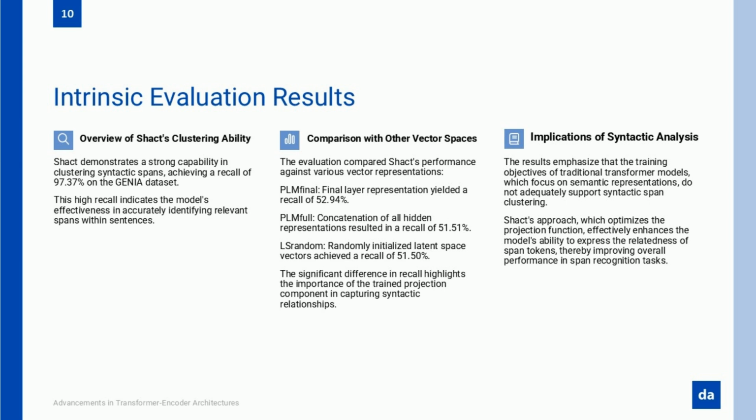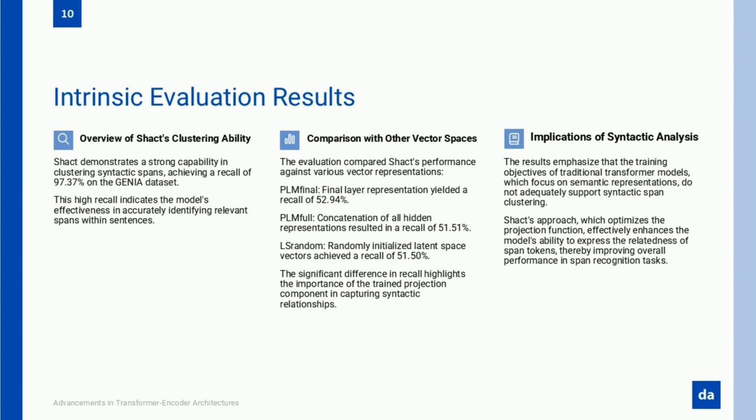The stark contrast between these methods and SHACT's performance highlighted the importance of its trained projection component in accurately capturing syntactic relationships. But there was more to the researchers' evaluation than numbers. They saw these results as proof of something larger, something the rest of the field had largely overlooked. Traditional transformer models, optimized for semantic understanding, often struggled with syntactic span clustering. The researchers' notes describe SHACT's approach as a paradigm shift. By optimizing the projection function to focus on syntax, SHACT didn't just match the performance of other models, it exceeded them in areas where they faltered.